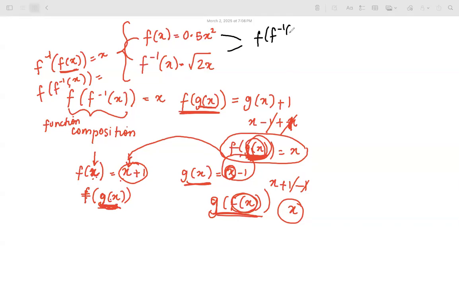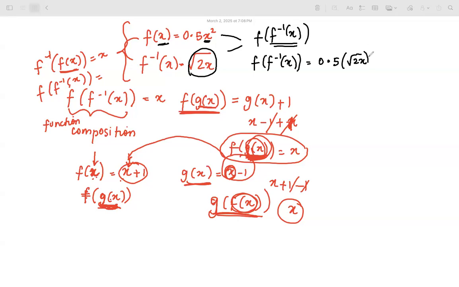So how to verify this for this function? F of f inverse of x, I'm going to try first. I'm going to provide f inverse of x as the input to your original function. F inverse of x is here. This is your input. Wherever I see the x, I'm going to plug in root 2x. So 0.5 times root 2x, the whole squared. What happens here? Root 2 squared is 2, and x squared is x. 2 times 0.5 is 1, so we get x.